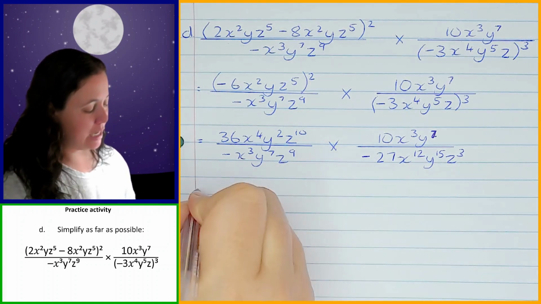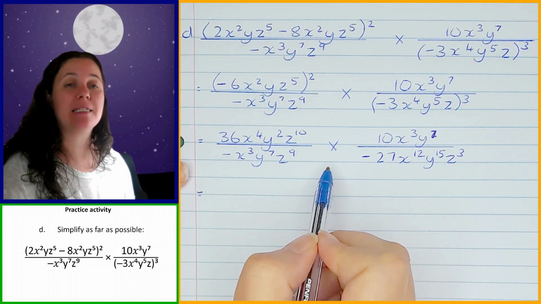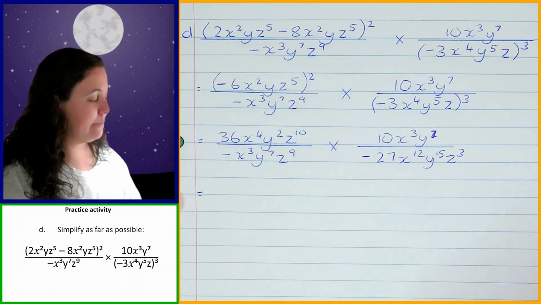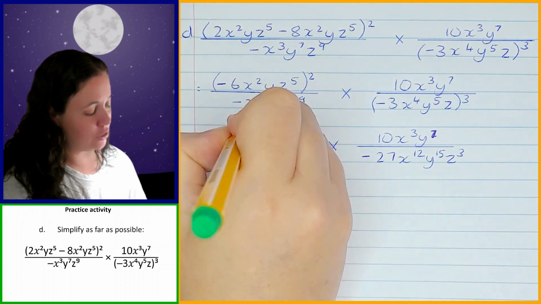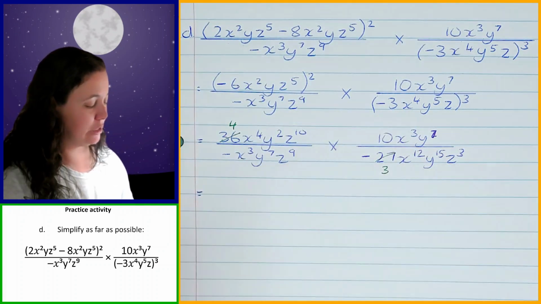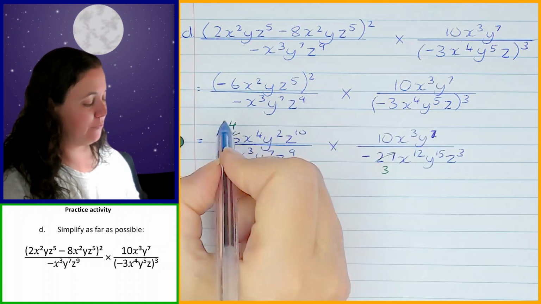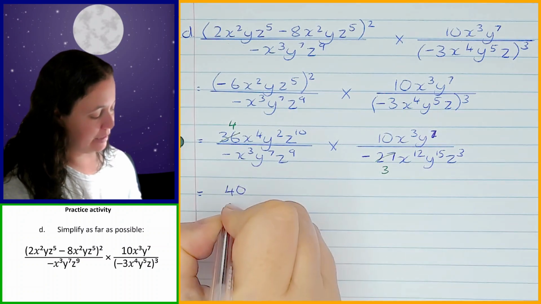Okay, so now I need to go and find out what my sign is going to be. So I've got two negatives. That makes a positive. Okay, then I'm going to go and do my coefficients. So 9 goes in here 4 times, 9 goes in there 3 times, and then I can't simplify anything else for my coefficients. So it's going to be 4 times 10, which is 40, over 3.